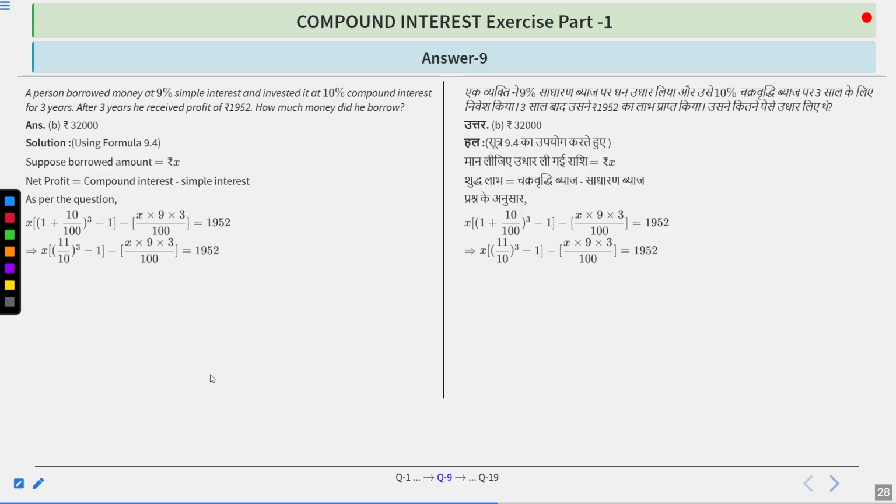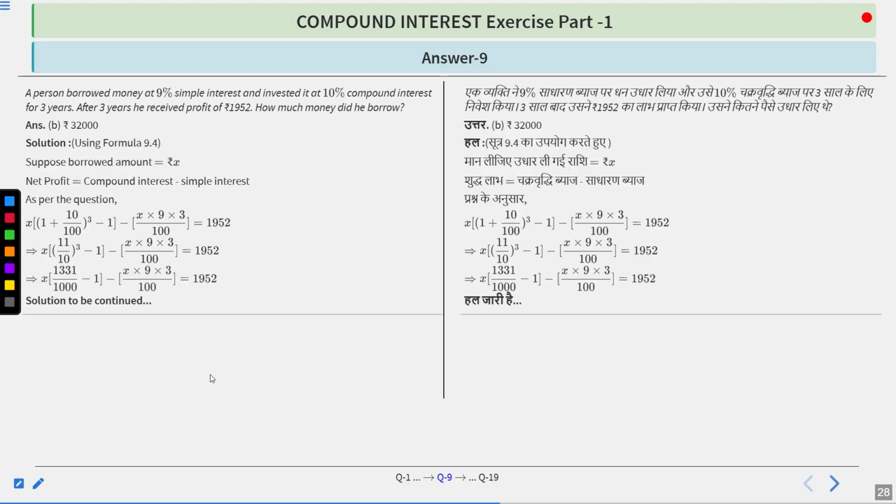Therefore, X into 1 plus 10 upon 100 is 11 upon 10 whole cube minus 1, minus X into 9 into 3 upon 100, that is equal to 1952. Therefore, X into 11 cube is 1331 upon 10 cube is 1000 minus 1, minus X into 9 into 3 upon 100, that is equal to 1952.